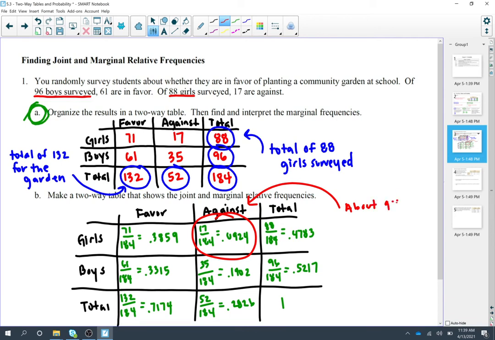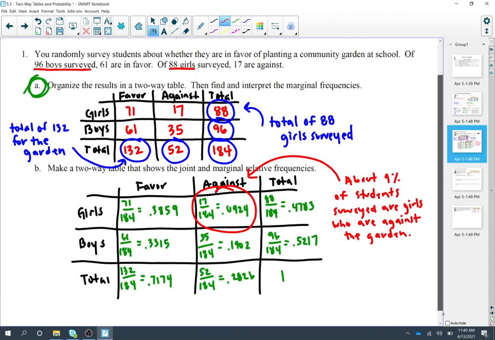9% of girls surveyed, or sorry, that's wrong. About 9%, and it's not of girls. So about 9% of students, the total students surveyed, are girls who are against the garden. That would be one interpretation of that specific spot.